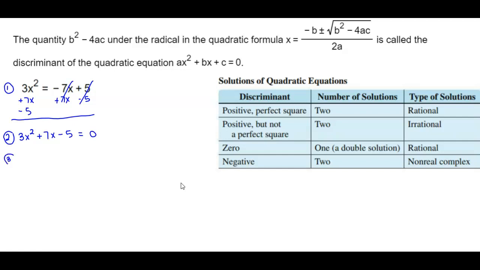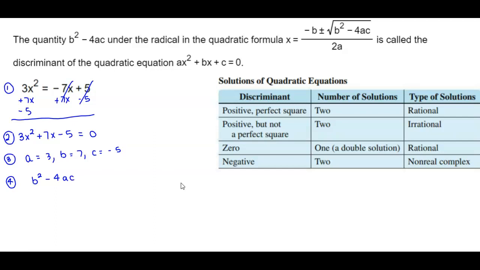Okay, now in step 3, let's identify what a, b, and c are. A is equal to 3. We know that b is equal to 7. And we know that c is going to equal negative 5. Now remember, the discriminant is b squared minus 4ac.